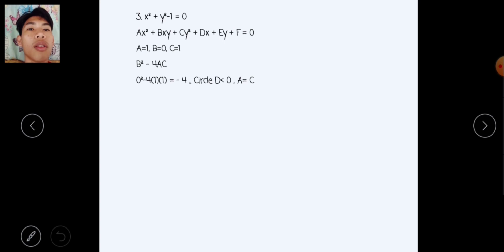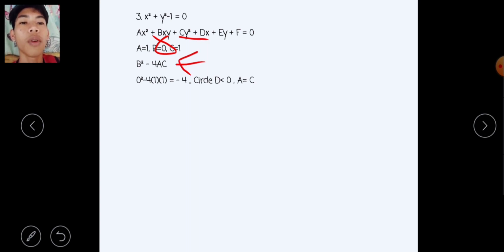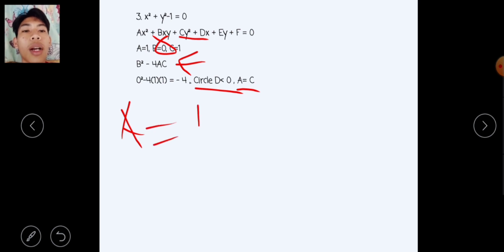So let's proceed to the last example. x squared plus y squared minus 1 is equal to 0. So for our a, we have 1, and b is 0, and c is also 1. So use this formula: 0 squared minus 4 times 1 times 1 is equal to negative 4. So it tells that if the discriminant is less than 0 and a is equal to c, which is a is 1 and c is 1, so it is a circle.